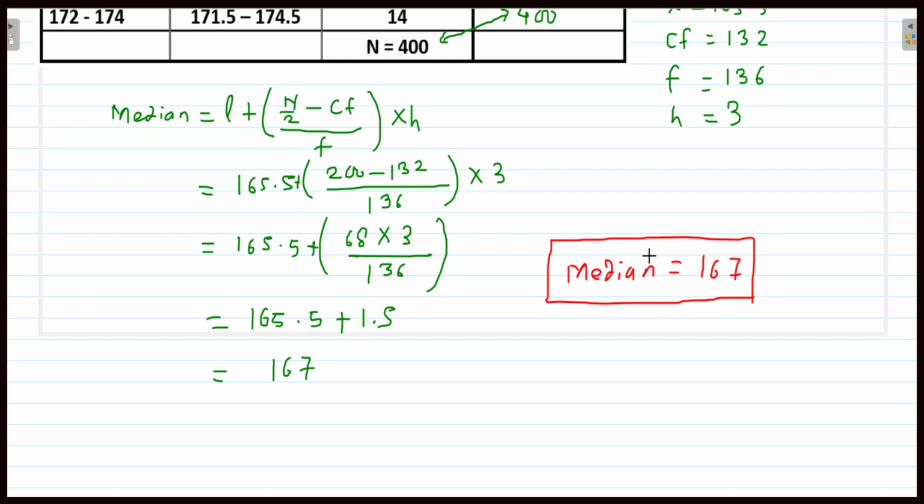So friends, this is the way to find the median of the given data in which the class is in the inclusive form, and then we have to convert it to the exclusive form.